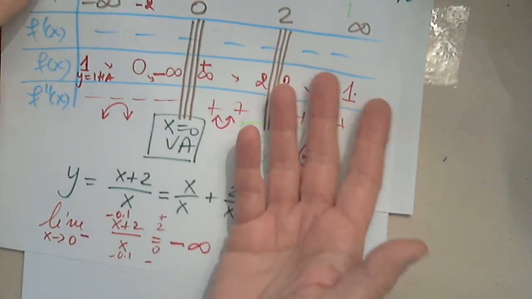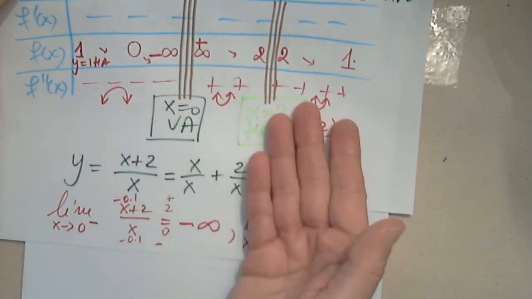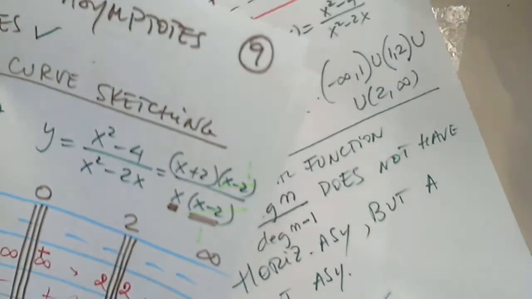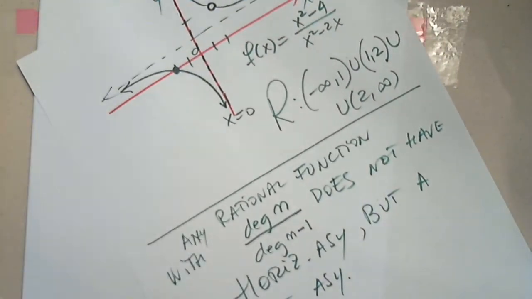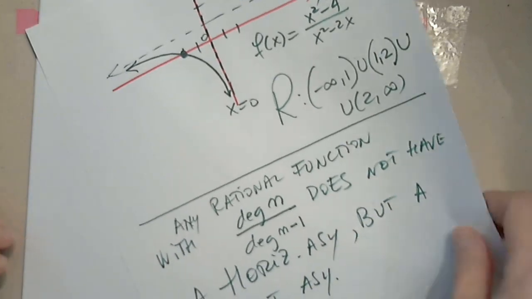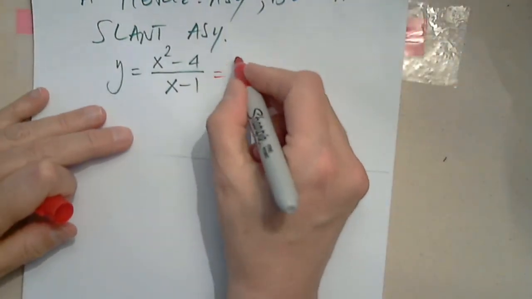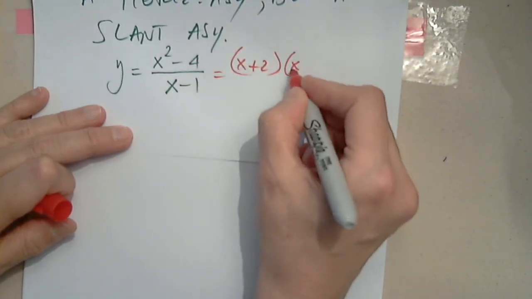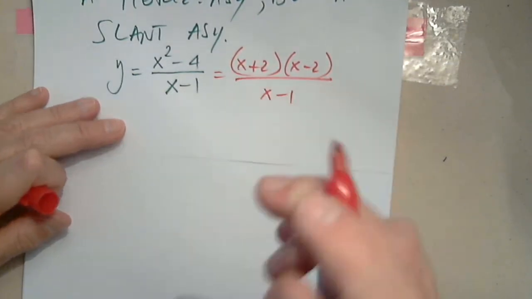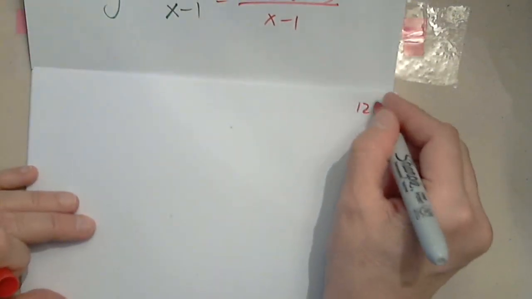It doesn't change sign. There are no max min. There are no critical numbers, of course. And then I will move on to the second derivative and study that. Put everything together and graph it. So obviously the first thing I'm going to do, I'm going to factor the numerator. I'm going to start my table.